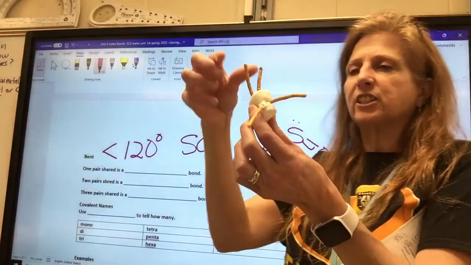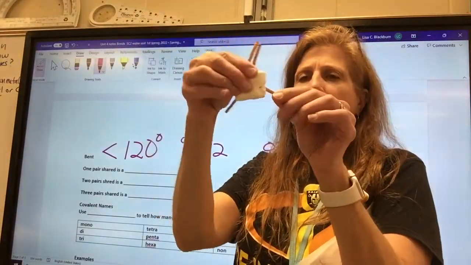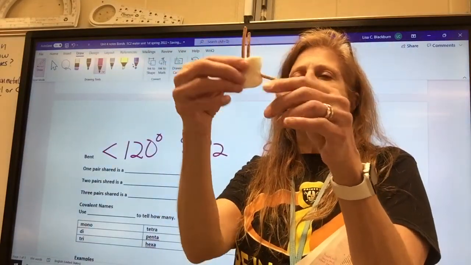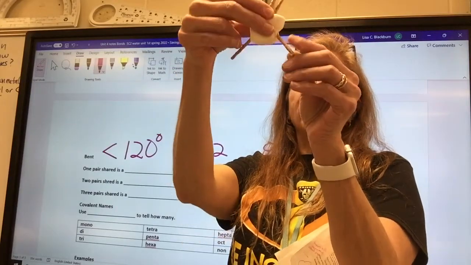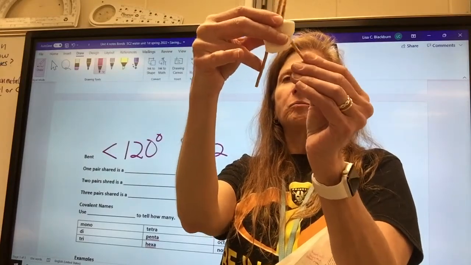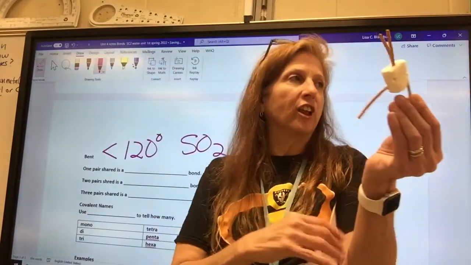So take this and take out one. Make it your trigonal planar, but shove these in a little closer, like that. And that's this one.